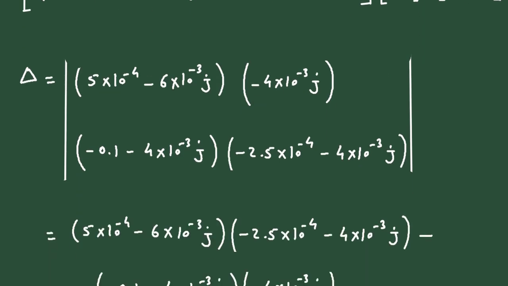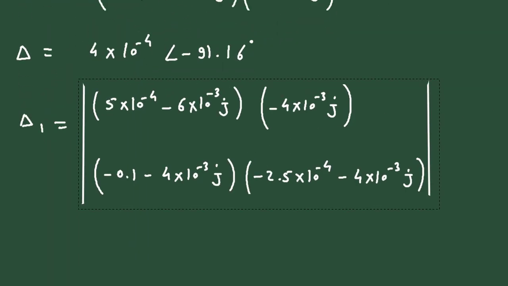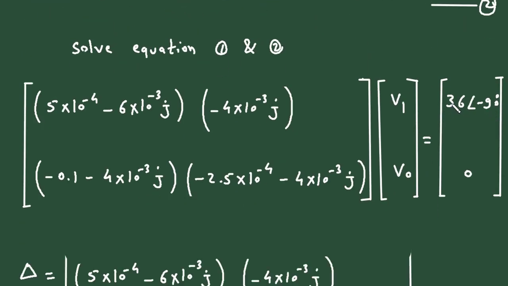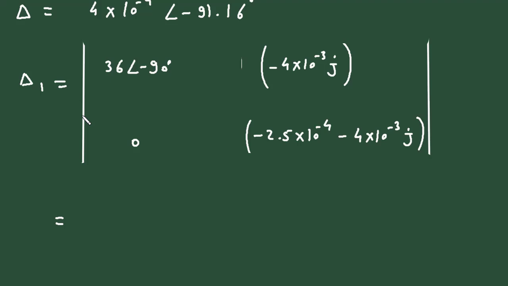So again for delta 1 we have to take this determinant, but this time we have to replace the first column of this determinant by 36 at an angle minus 90 degree and 0. So delta 1 will be equal to this into this: 36 at an angle minus 90 degree multiplied with this term. Let's copy it from here.